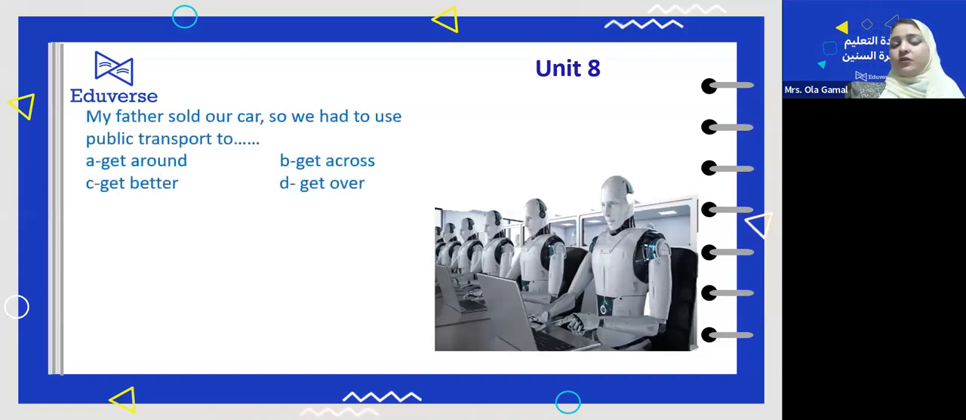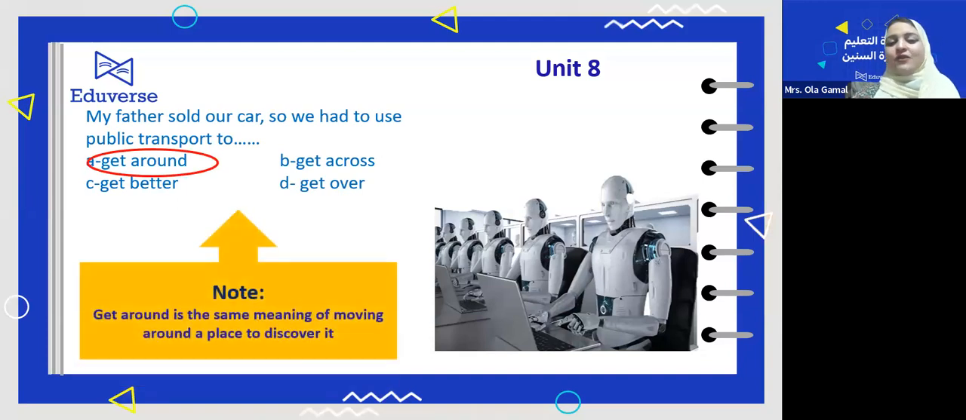My father stole our car, so we had to use public transport. So the private car differs from public transport. To what? Here we're going to choose just one answer. To get around, to get across, to get better, to get over. So we're going to use "get around" here. Get around means to travel or to move around the city that you live in or the city that you are in. So to get around has the same meaning of moving around the place to discover it.